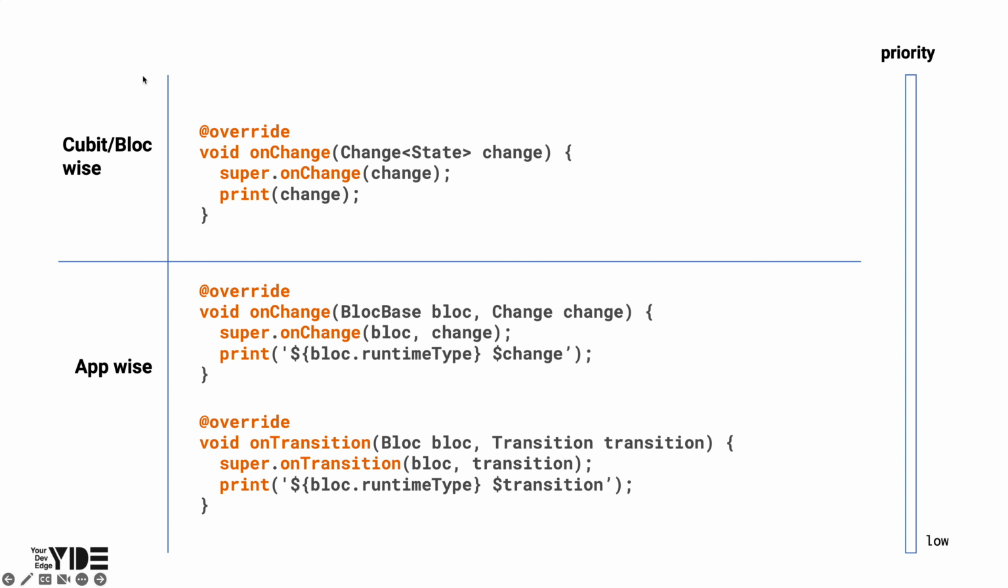Next, assign a subclass that extends the BlocObserver to the observer property of Bloc. The difference from processing in Cubit or Bloc units is that an argument of BlocBase or Bloc type is added because you need to know which Cubit or Bloc the event occurred in.